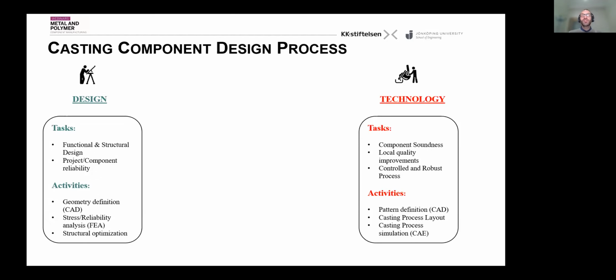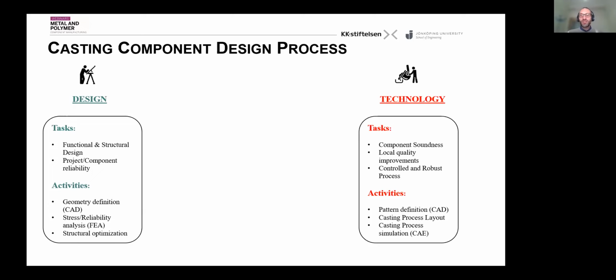the shape is sent to the people that are in charge of developing the technology to produce the castings. And the task of these people is to get components that are sound, meaning that there is no indication on some area. They can also improve locally the quality of the material driven by the designer. And of course, they have to be in control of a process that should be robust.